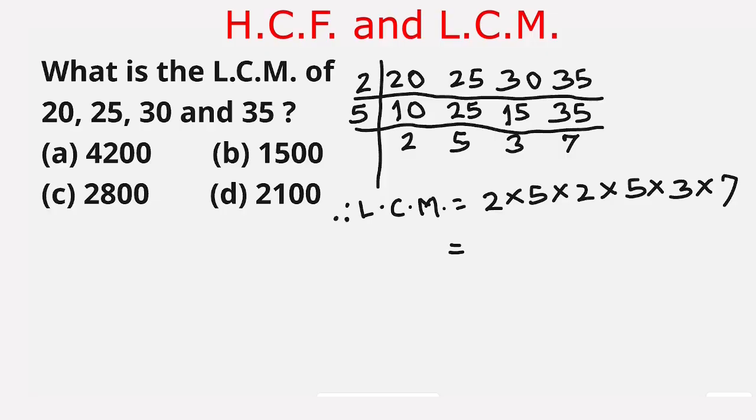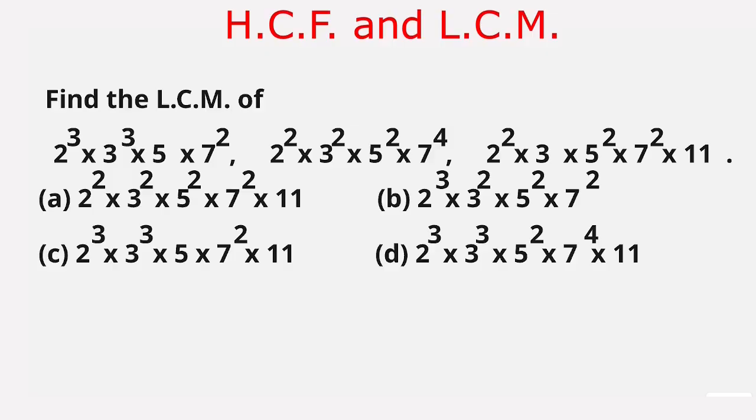100 multiplied by 3 is 300. And 300 multiplied by 7 is 2100. And the LCM of given numbers is 2100. And from the given options, our answer is option D, 2100. I hope you have understood the method of solving such type of questions. We go to the next question.